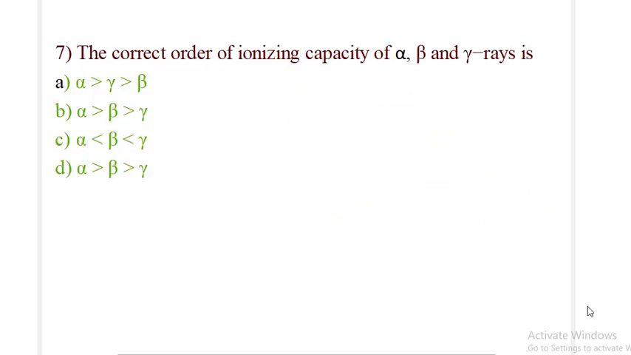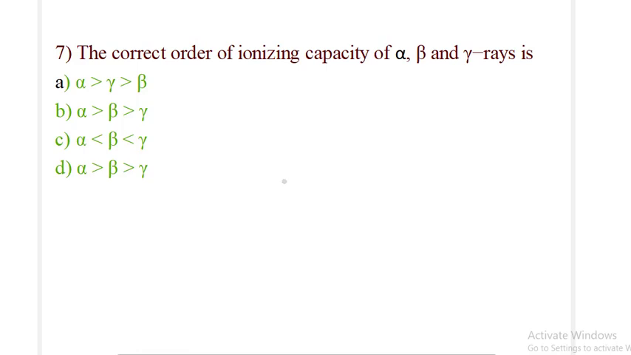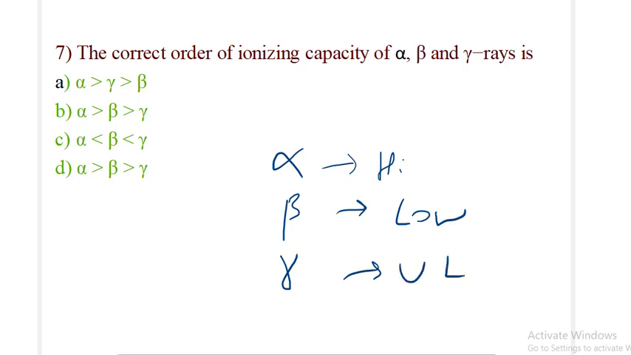Next we come to question number 7. The correct order of ionizing capability of alpha, beta and gamma rays is. So in case of alpha, beta, gamma rays, alpha rays is having the highest ionizing power, ionizing capability, and then comes beta, and then comes gamma. So this is having the highest ionizing power, then this has low, and this is very low. So this is the correct sequence. Alpha is greater than beta, which is greater than gamma.